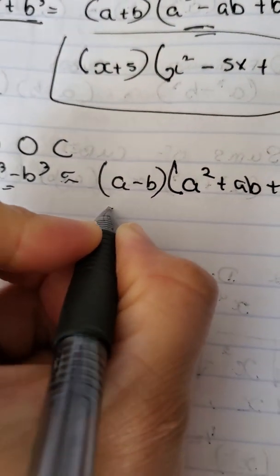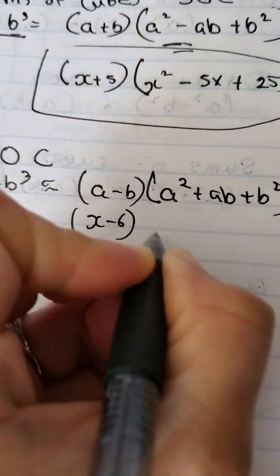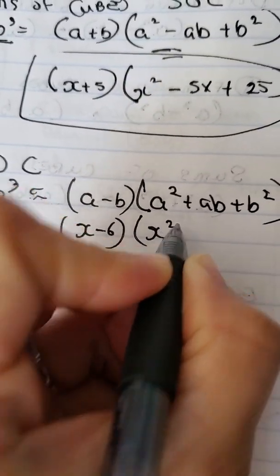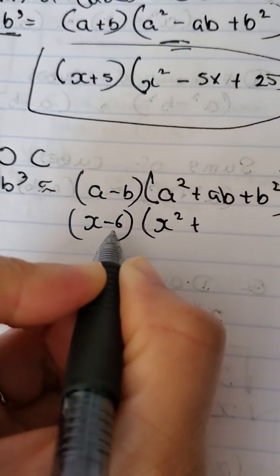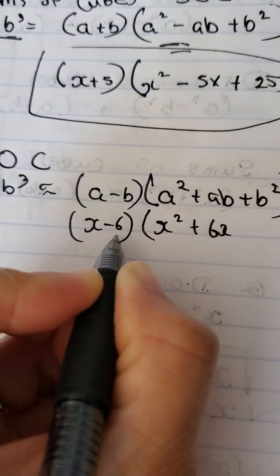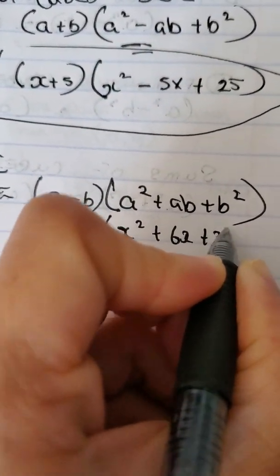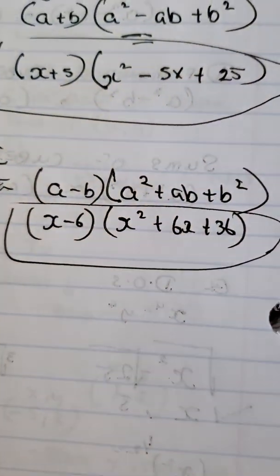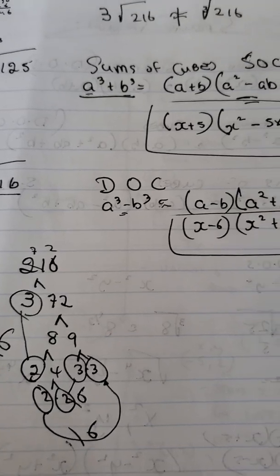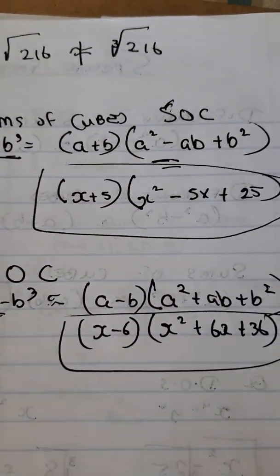So now I'm just going to plug it into my formula. So this is x minus 6 times x squared plus ab, so that's 6x, and b squared is 36. Beautiful. Okay, so we could probably just do one more problem.